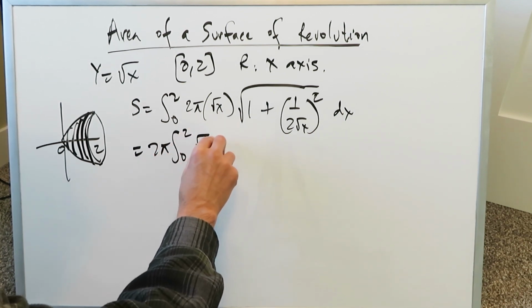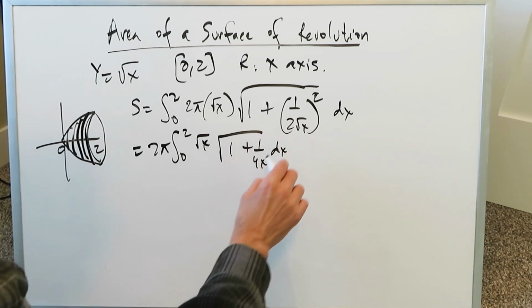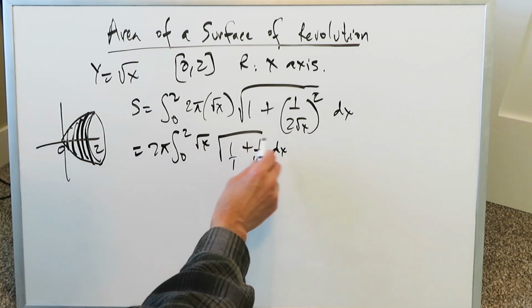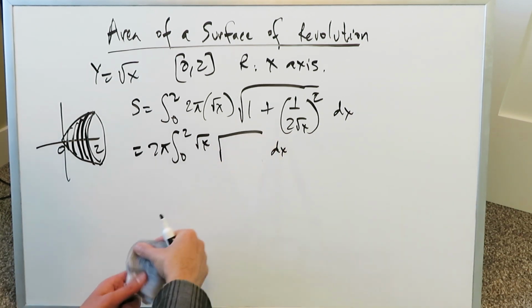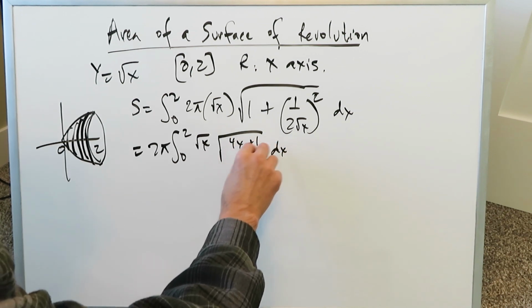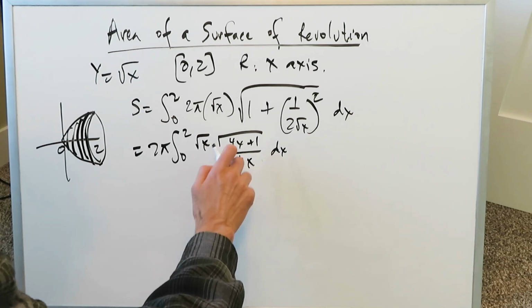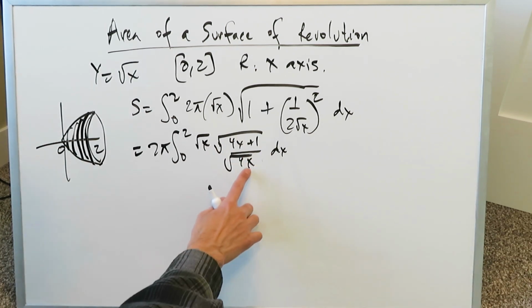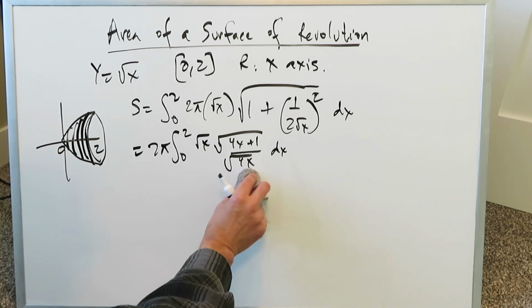You have 0 to 2, you have root x, and then here you have 1 plus 1 over 4x dx. You can do the simplification here. You have a common denominator. You'll have 4x plus 1 over 4x. It's the easy part over here. You can separate these into their individual radicals using the laws of radicals. This comes out here as 2 root x, and you see that 2 root x.